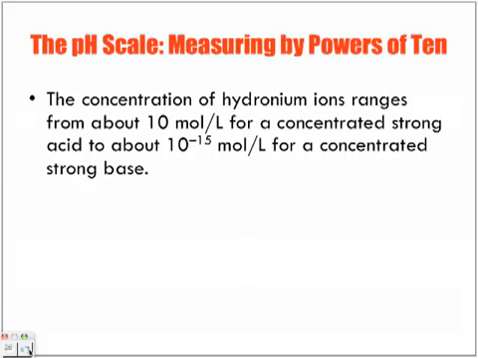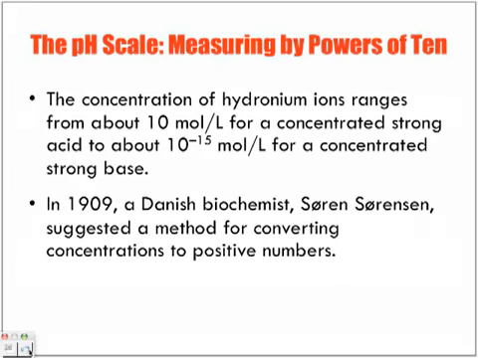The pH scale measures by powers of 10. The concentration of hydronium ions ranges from about 10 moles per liter for a very concentrated strong acid to about 10 to the power of negative 15 moles per liter for a concentrated strong base, each opposite end of the spectrum on the pH scale. In 1909, a Danish biochemist called Sorensen suggested a method for converting concentrations to positive numbers.